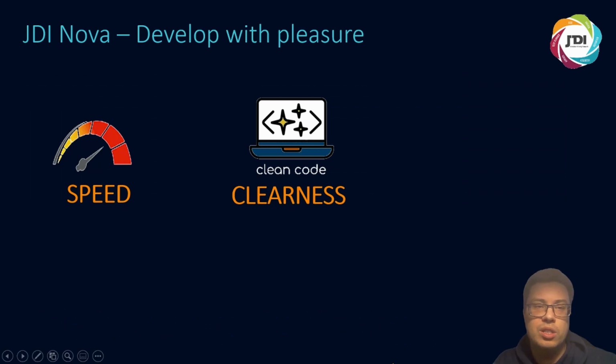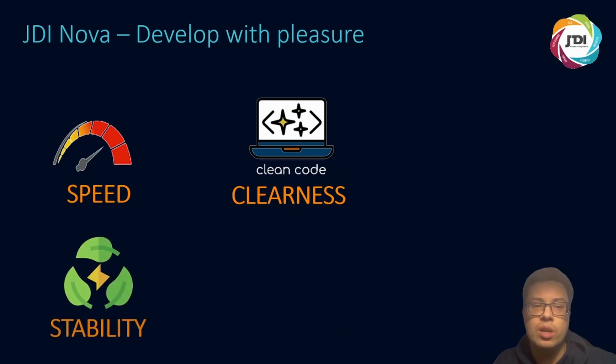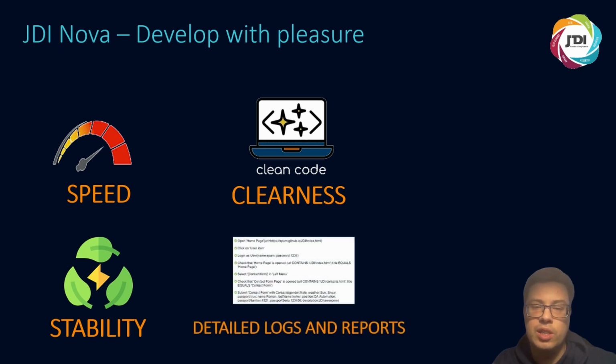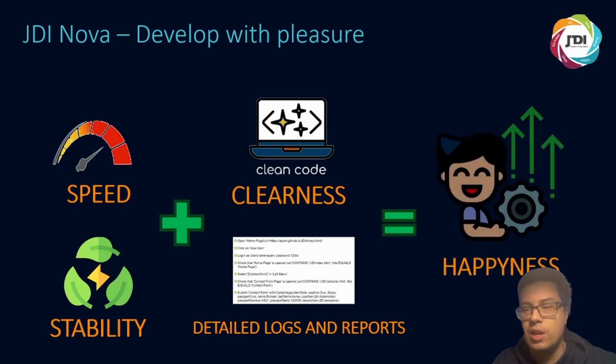With JDI Nova, you can develop your tests faster and execute them at high speed. You will always get clear and obvious test code. Your tests will always be stable because we have special mechanisms for stability, and you will also get detailed logs and reports after each execution. All these things make development with JDI Nova really simple and make you happy.